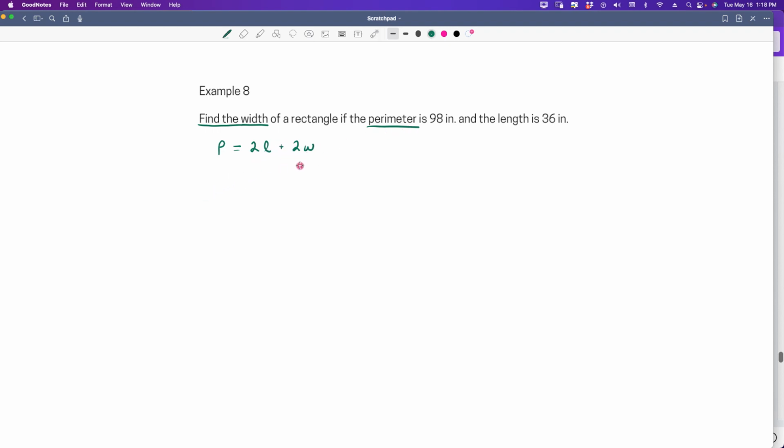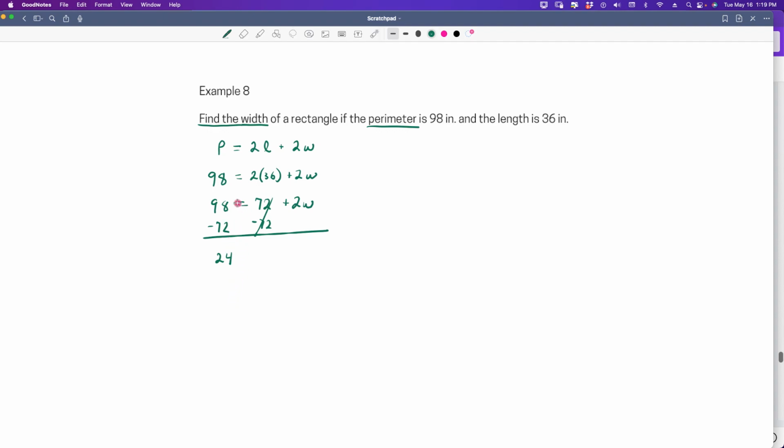So now let's put perimeter in. It's 98, and the length is 36. So 2 times 36 plus 2 times the width. So we know what 2 times 36 would be. That'd be 98 is equal to 72 plus 2 times W. So I can subtract 72 from both sides. This would cancel, and that would leave 24, because 98 minus 72 is 24, and 98 is the larger number.